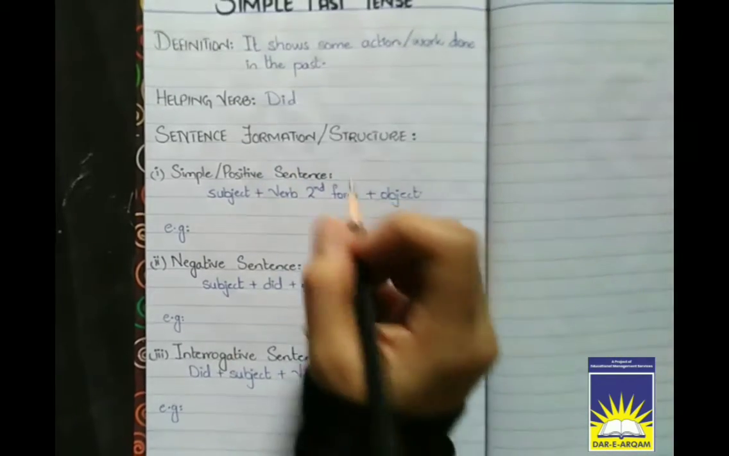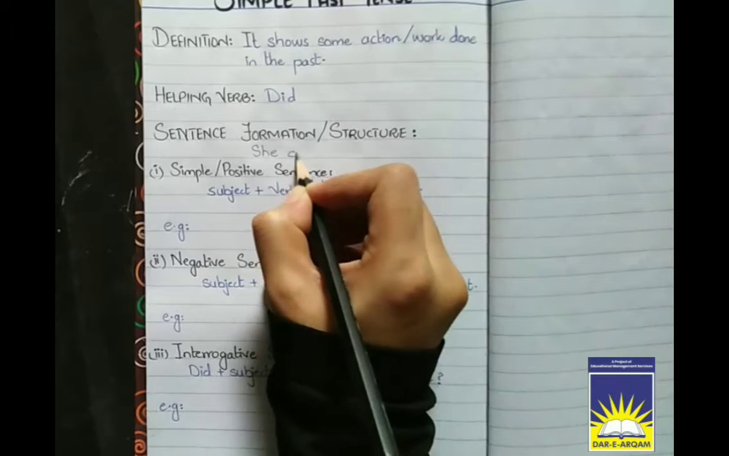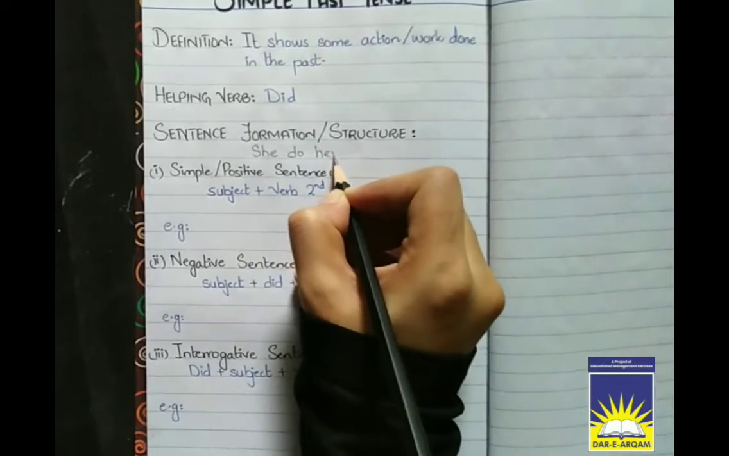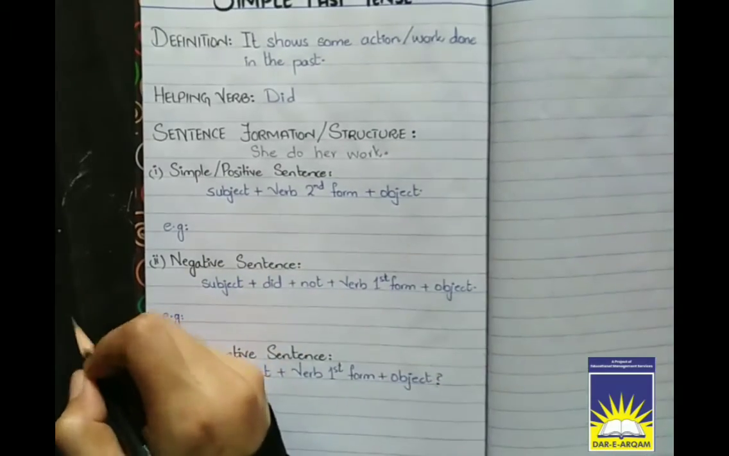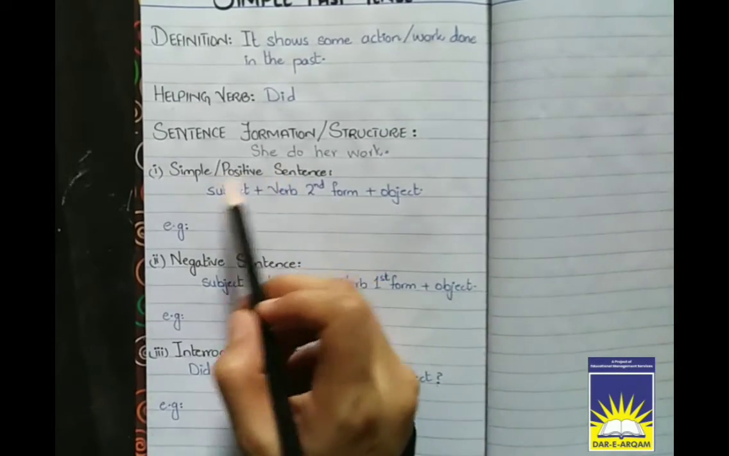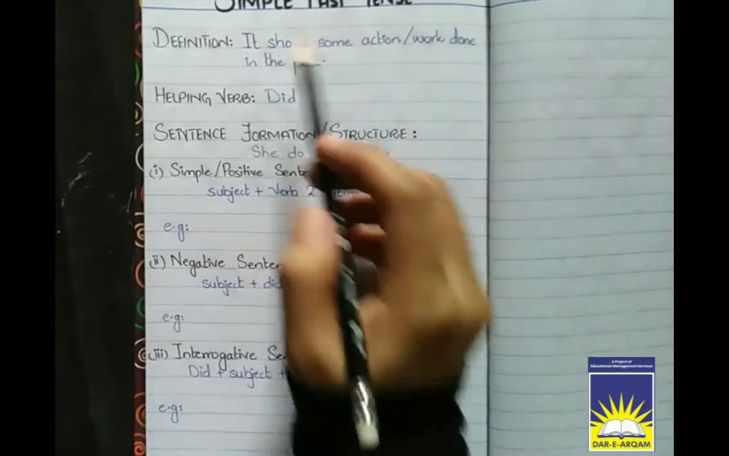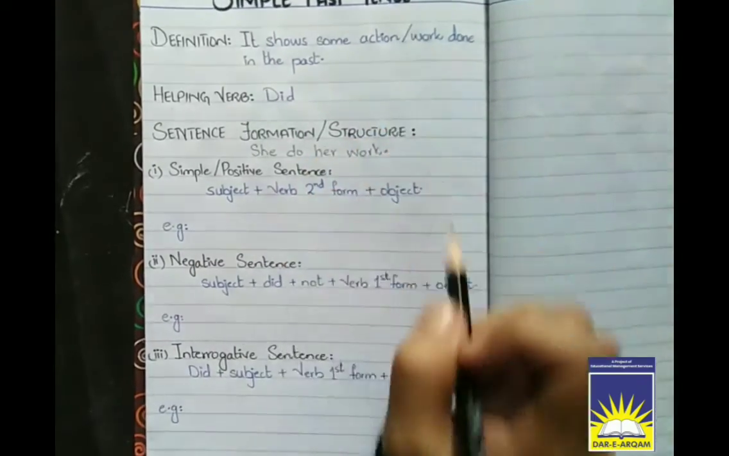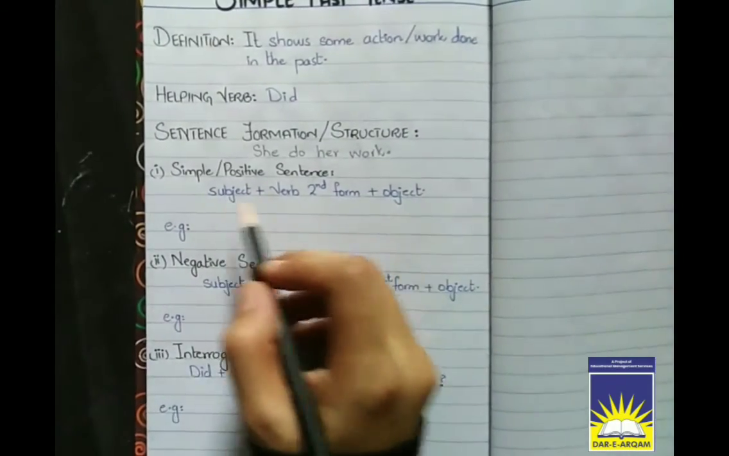I'm taking a sentence here. For example, she do her work, full stop. Now I have to make it and convert into simple or positive sentence of simple past tense. So here is a sentence structure. I have to follow it.